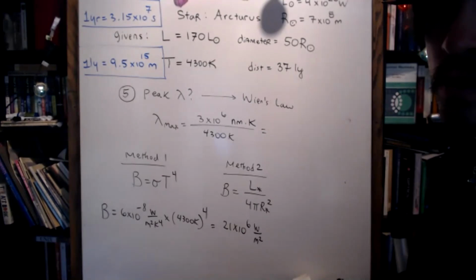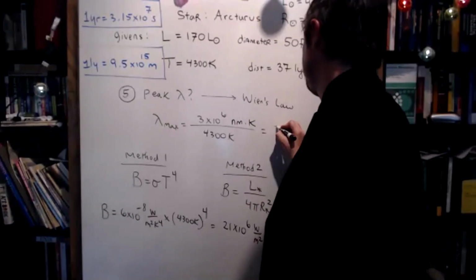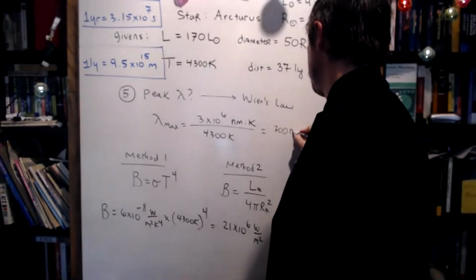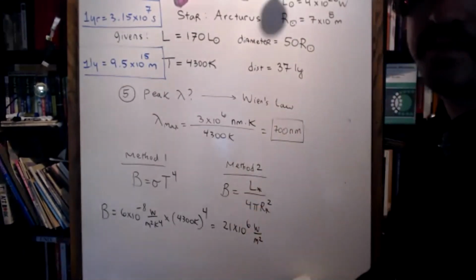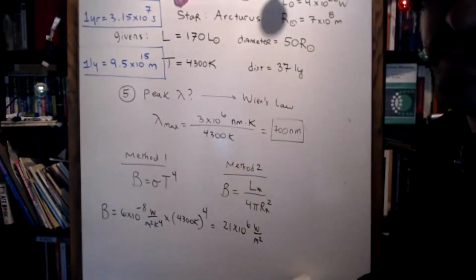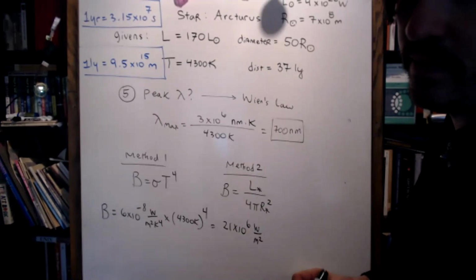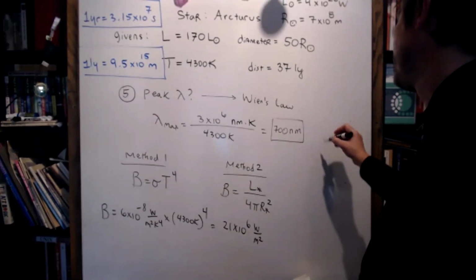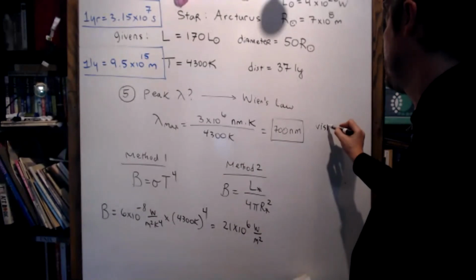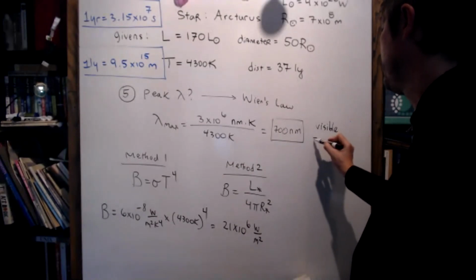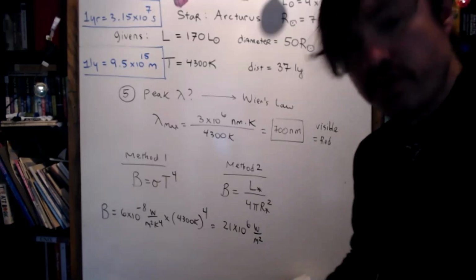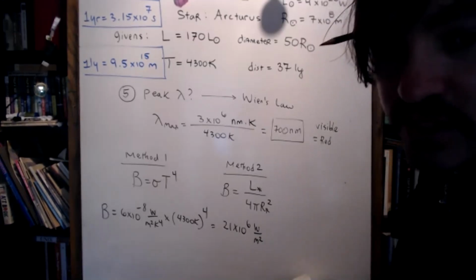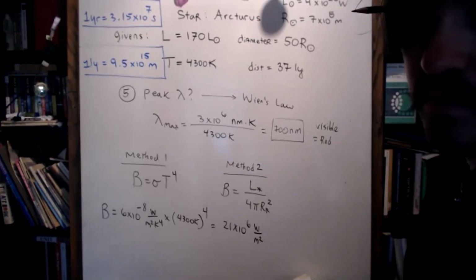That is 700. Units? Nanometers. In what regime of the EM spectrum is that, and what color is it? I think that would be red. That's right. It's in the visible regime, and it's the color red. So Arcturus gives off its maximum emission at red light.